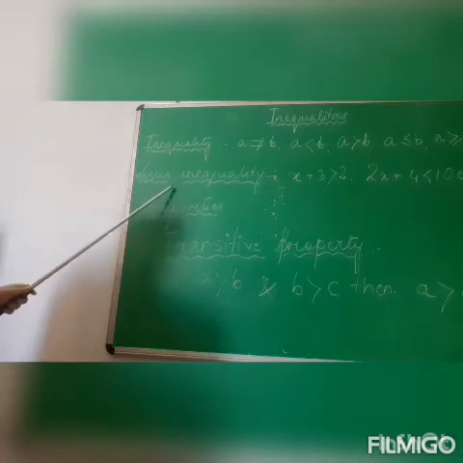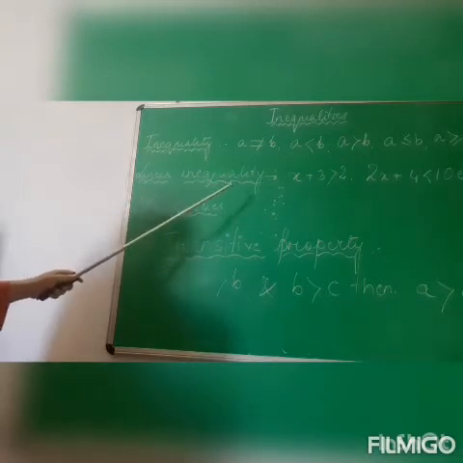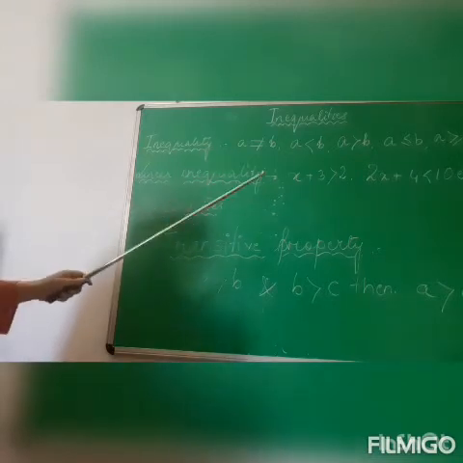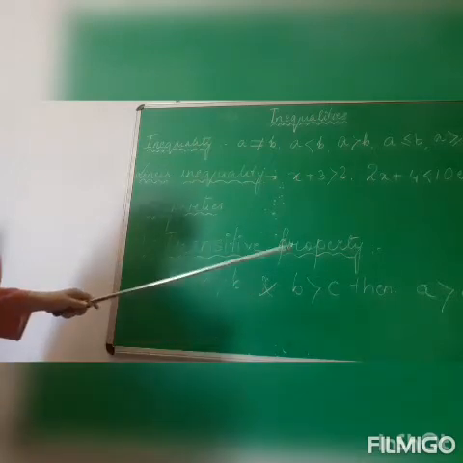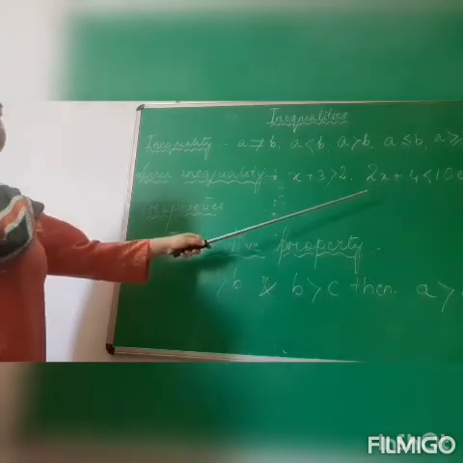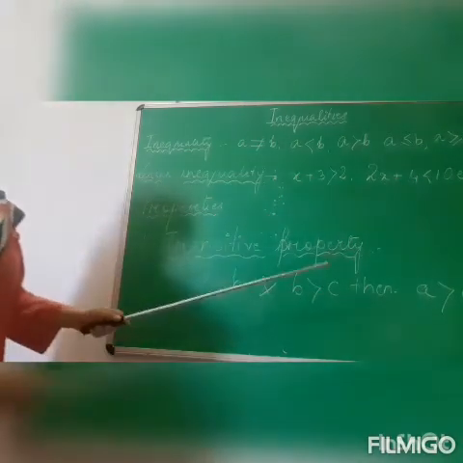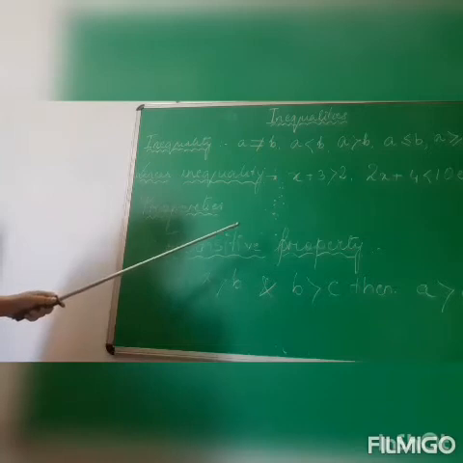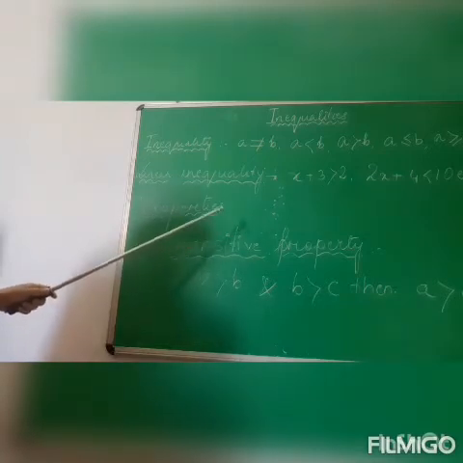Okay, now what is linear inequality? Linear inequality means it involves linear algebraic expressions. For example, suppose x plus 3 greater than 2, or twice x plus 4 less than 10. So these are the examples of linear inequalities. Next we'll go to the properties.